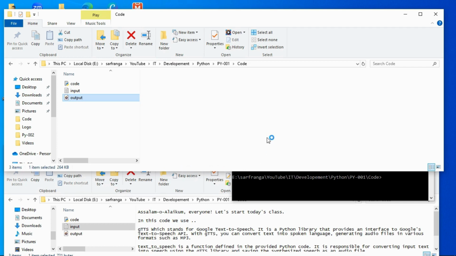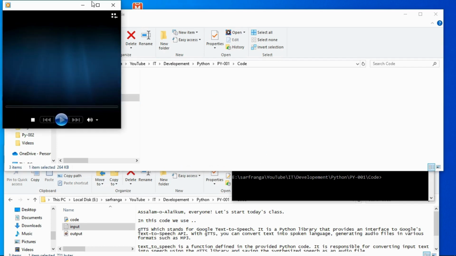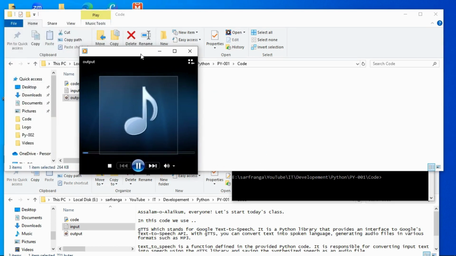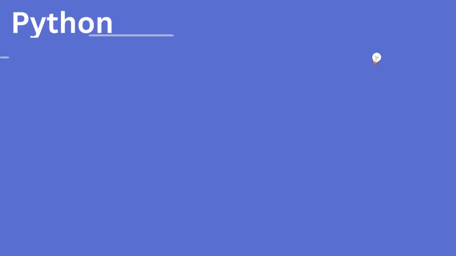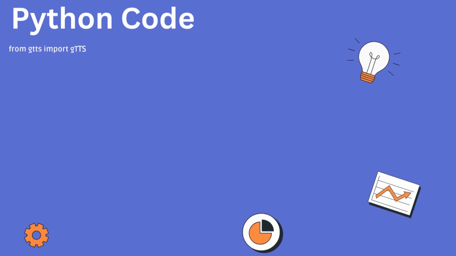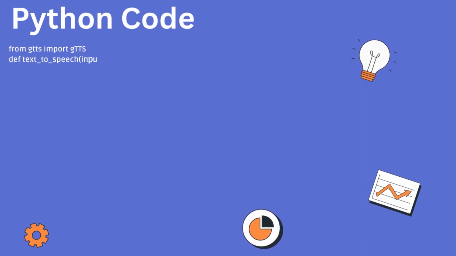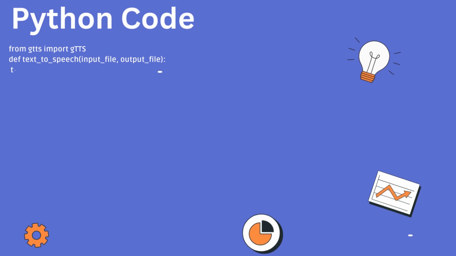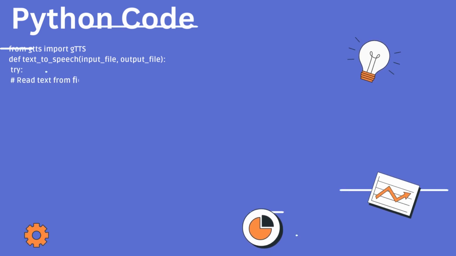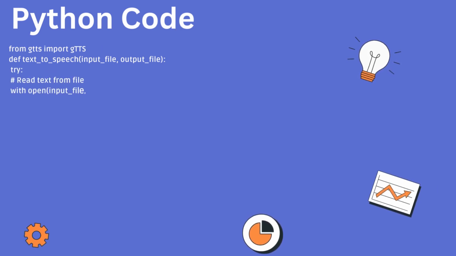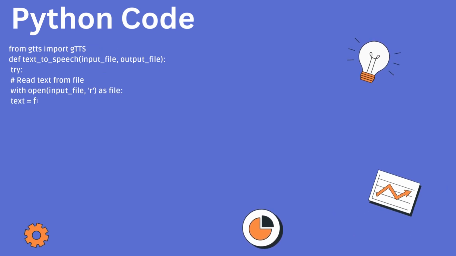In this code we use GTTS, which stands for Google Text to Speech. It is a Python library that provides an interface to Google's Text to Speech API. With GTTS, you can convert text into spoken language, generating audio files in various formats such as MP3.